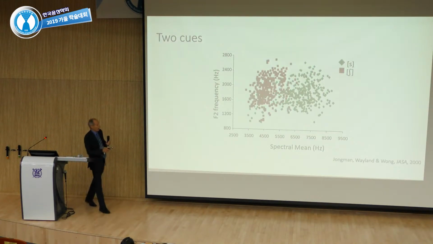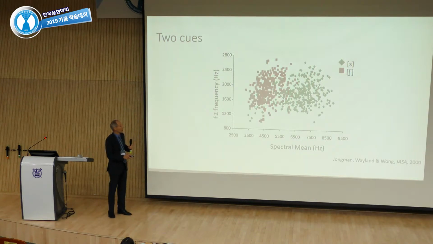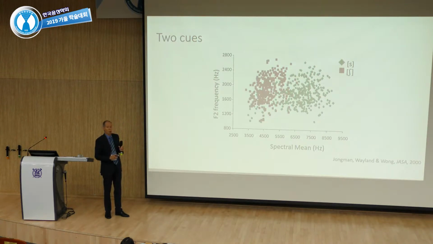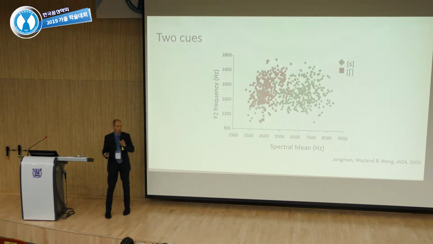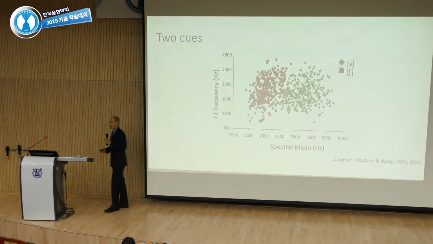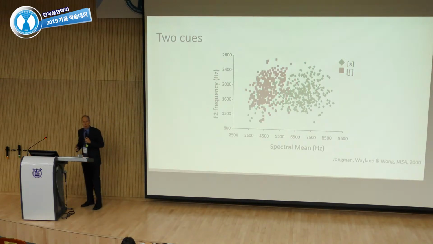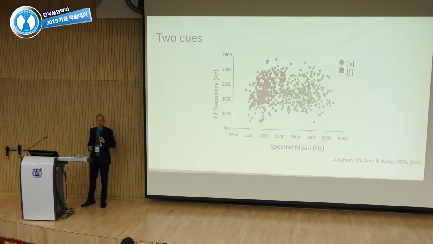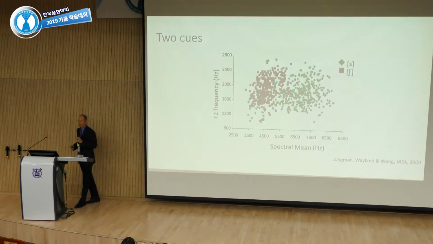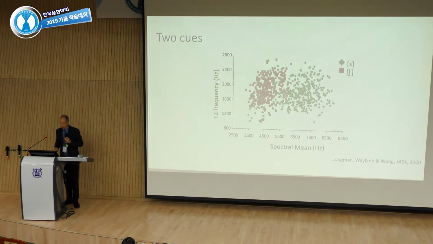And now we have added to spectral mean along the horizontal axis, we have added F2 frequency of the vowel following the fricative along the vertical axis. And you see you get better separation of the two clouds of points, but there is still some overlap. And then you could say, well, that's only two cues. What if we add a lot more cues? Surely separation must be perfect at some point. And the answer is we tried it, and the answer is no, it doesn't get perfect.